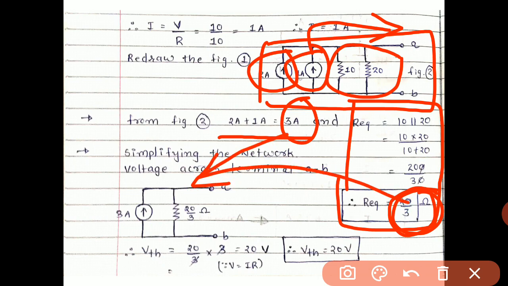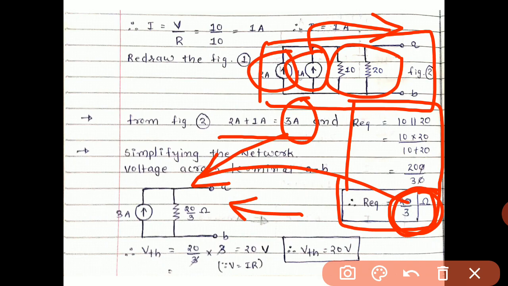So 3 ampere, which will be in parallel with R equivalent, that is 20 by 3 ohm. So from the load side, or we can say from the terminals A and B, we calculate the open circuit voltage of our main figure. So VTH equals 20 divided by 3 multiplied by 3, or we can say V equals IR. So I here is 3 ampere, and R is 20 by 3 ohm.